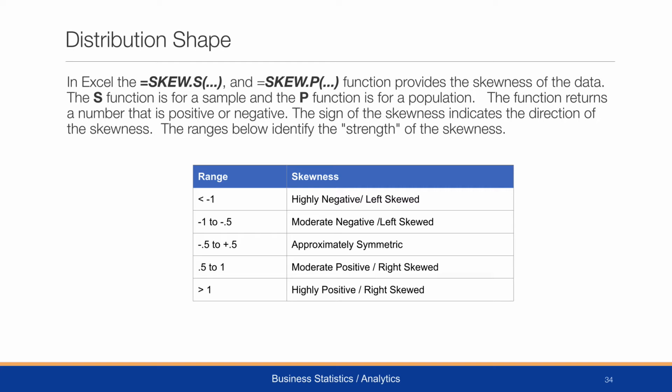Skewness, by the way, will also tell us the propensity of outliers within tails. The longer those tails are, the more likely we're going to have some outliers, because that's where the outliers occur. They're going to occur in the tails.